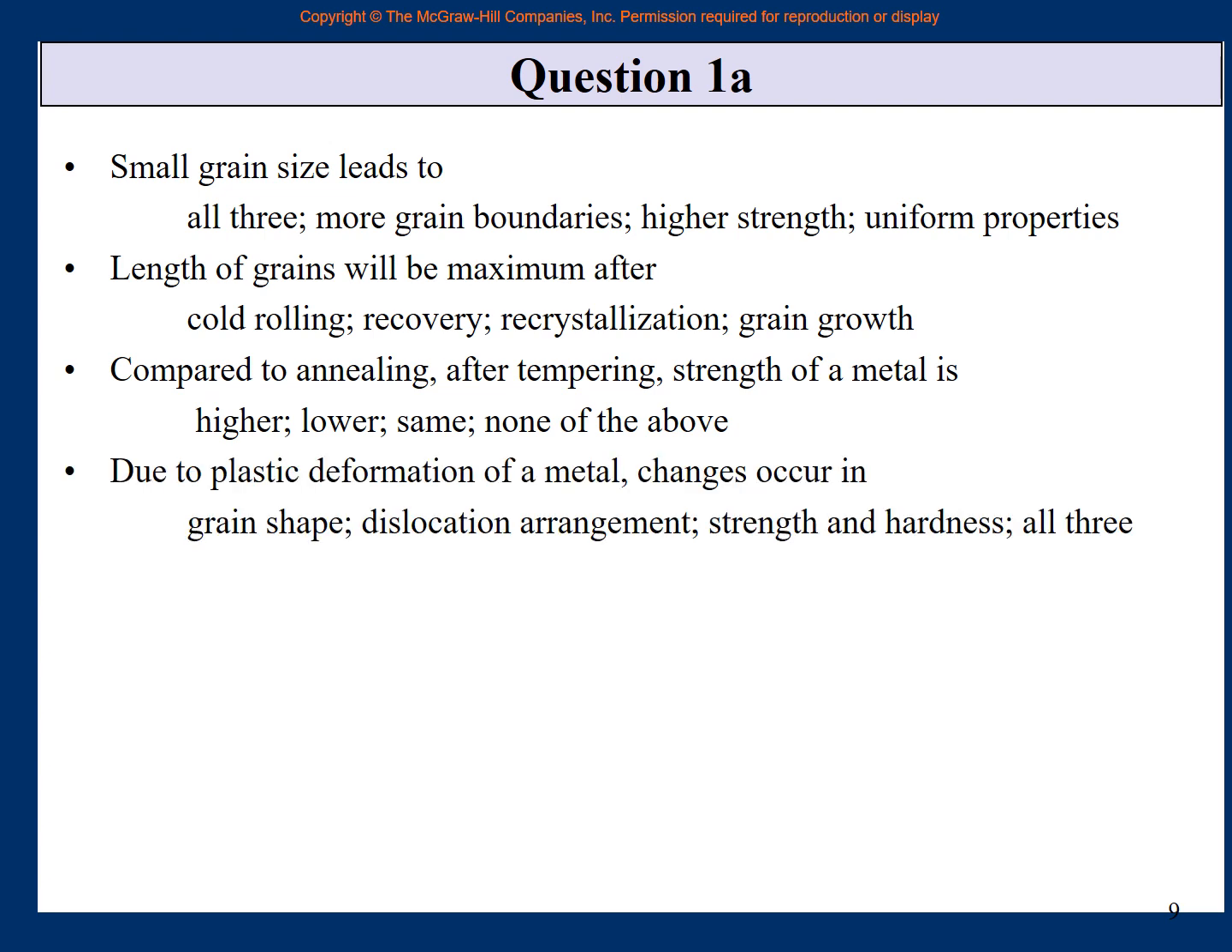Next, due to plastic deformation of a metal, changes occur in grain shape, dislocation arrangement, strength and hardness, or all three. What is your answer? Again, remember, if plastic deformation is there, grain shape will change, dislocation arrangement will change, strength and hardness will change. So your answer is all three.